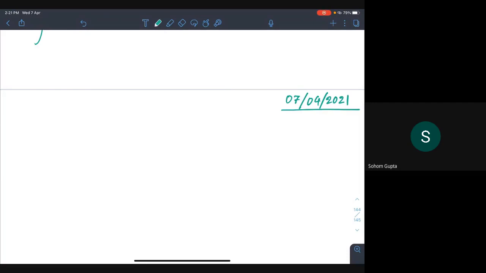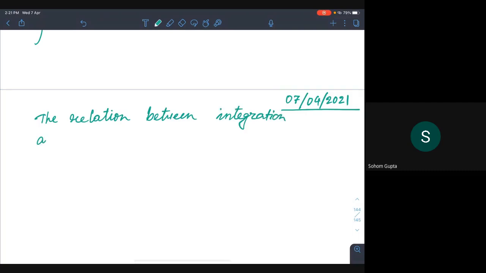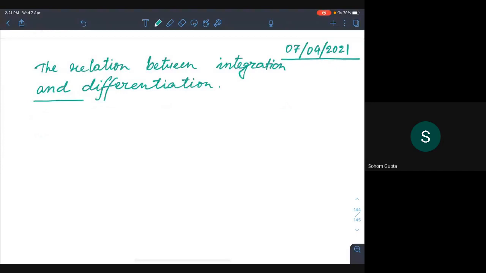So today we'll discuss the relation between integration and differentiation. Right. So this is what we'll discuss today.